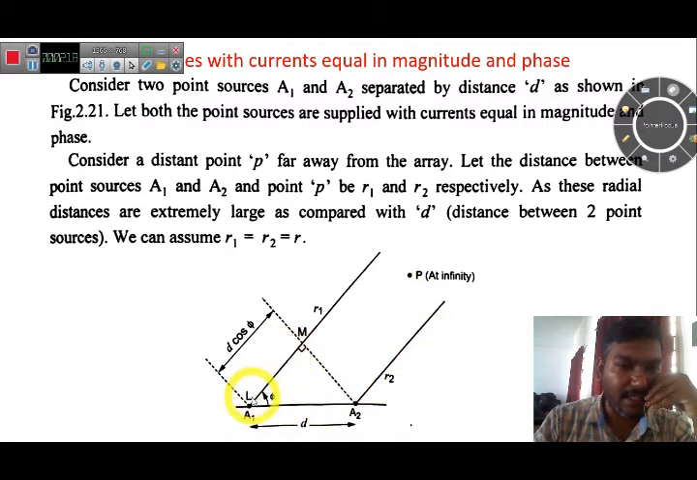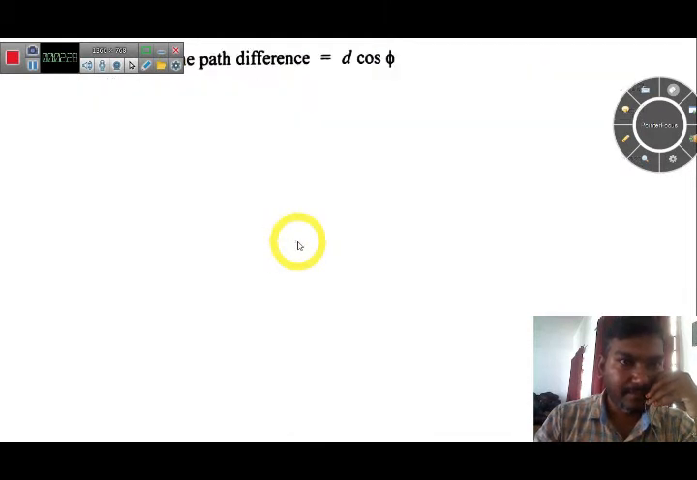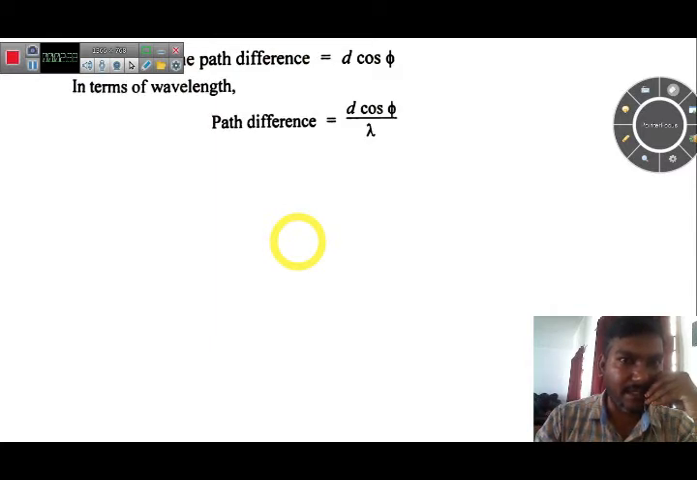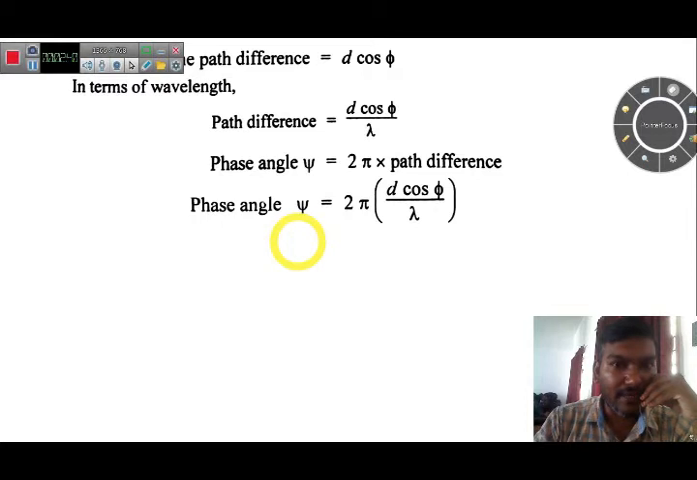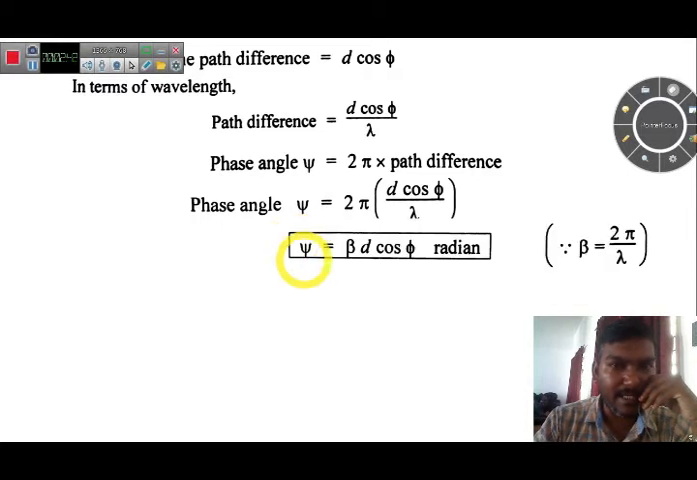we can find the length A1 LM, which will be d cos phi. For a long distance, R1 and R2 are approximately equal to R. We can consider R1 equal to R2 equal to R. The path difference is given as d cos phi, and in terms of wavelength, the path difference is d cos phi divided by lambda. The phase angle psi is equal to 2 pi times the path difference, so psi is equal to beta d cos phi, in radians.